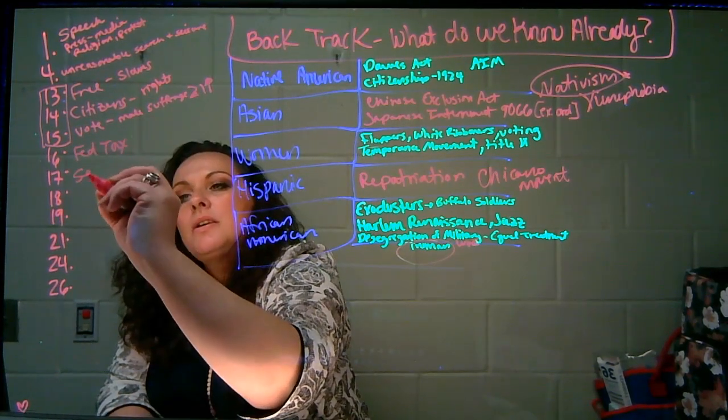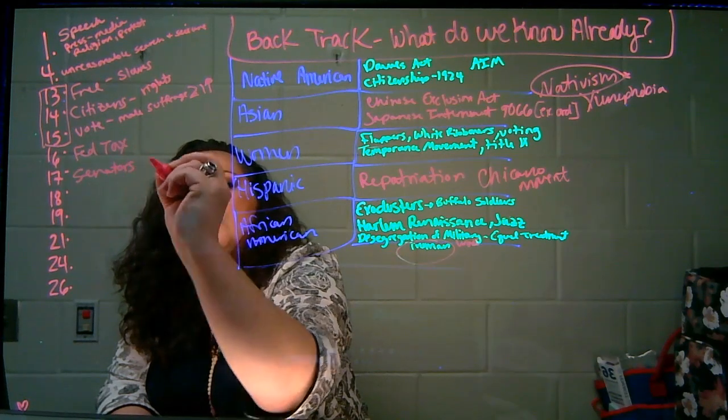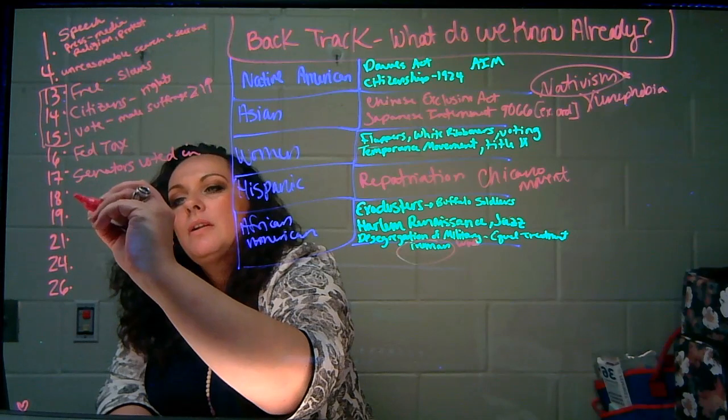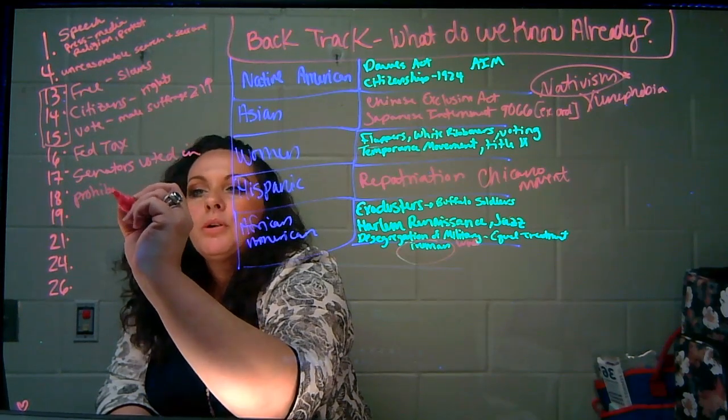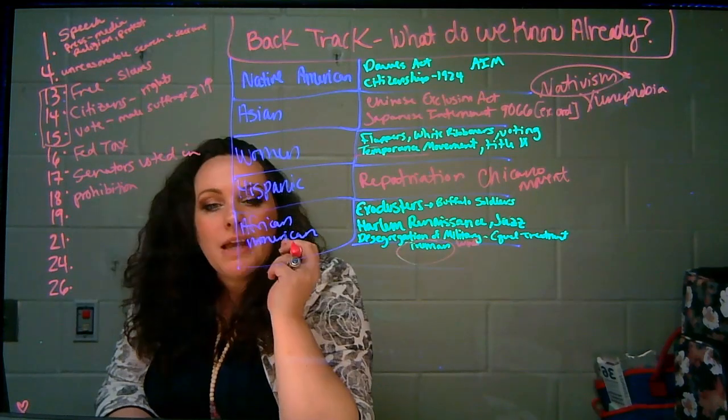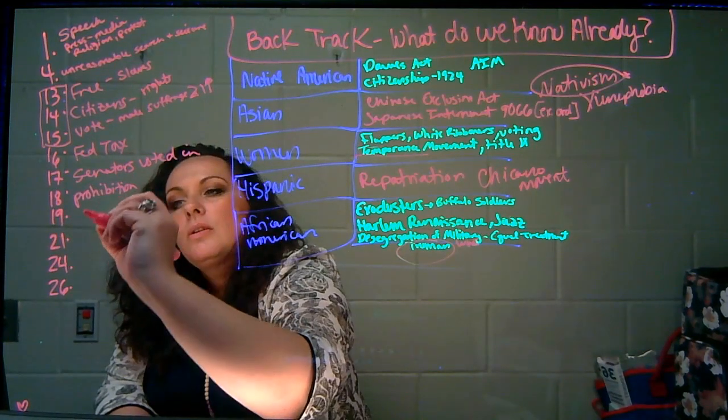Now, 16th Amendment, federal taxes. 17th Amendment, senators. We vote for them now. Senators are voted in. 18th Amendment, prohibition. Remember the temperance people right here? They make alcohol illegal. All right.